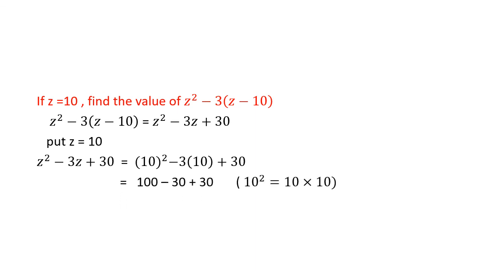So what is 10 square? 100. 10 into 10. What is the meaning of 10 square? Multiplying 10 two times, 10 into 10. So 100. 3 into 10, 30, plus 30. Here minus 30 plus 30 will get cancelled. So finally what is your answer? 100.